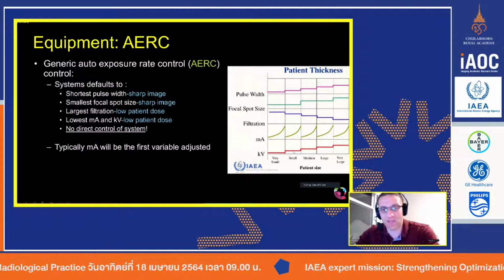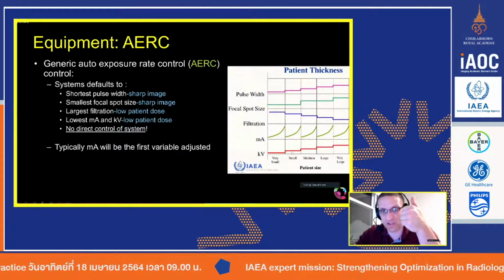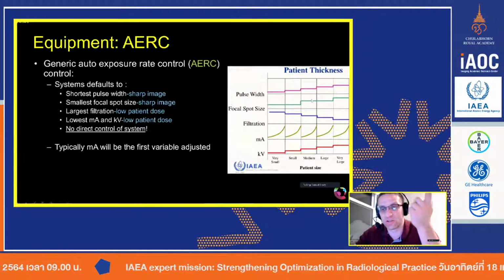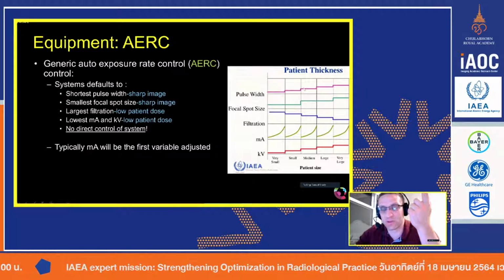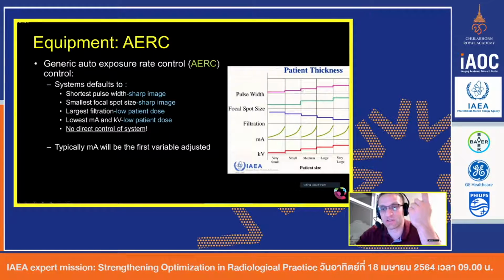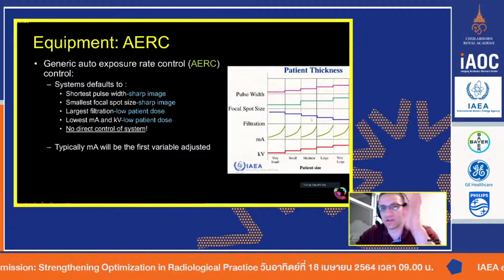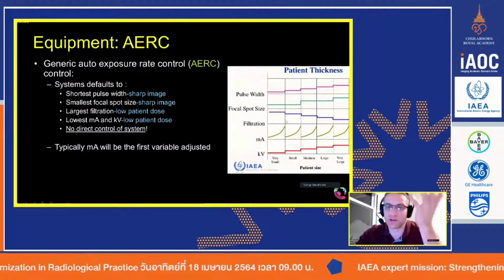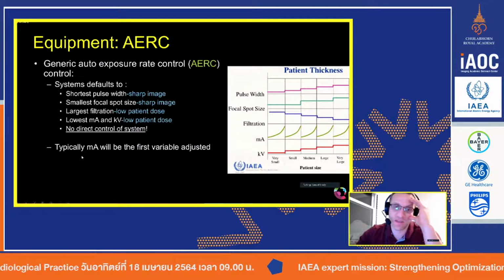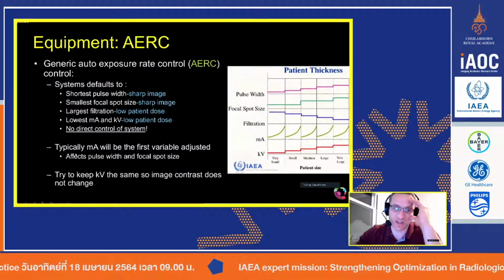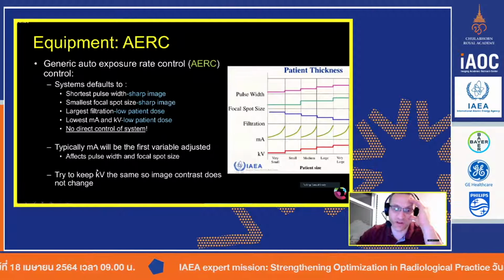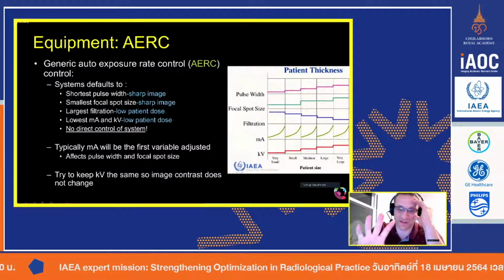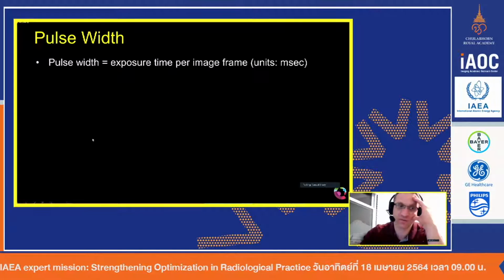Okay, so if the kV went up, contrast changed in the image. If the focal spot has to get bigger, resolution changed in the image. If the pulse width goes up, resolution changes. If the filtration changes, there are some effects on resolution and all that other things, but obviously patient dose changes. So the mA is typically the first thing to change. And then what the system is trying to do is to keep the same kV, so the contrast is the same, at the lowest value possible.